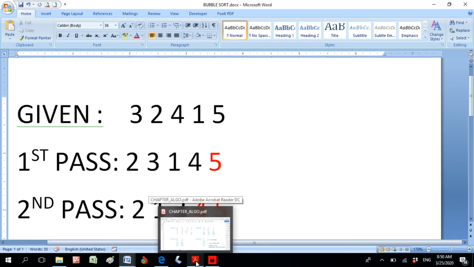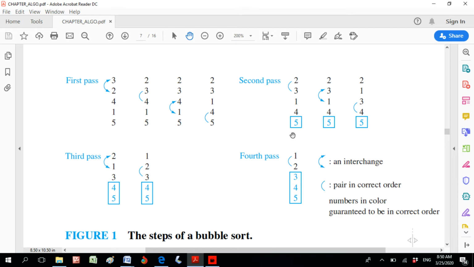Recursively, we're going to apply the algorithm again. We're going to be looking into the second pass. The second pass will, of course, use the output of the first pass. So 2, 3, 1, 4, 5 is here. We're now going to apply the algorithm recursively. So 2 will be compared to 3, no change at all. 3 will be compared to 1, there will be an interchange. 3 will be moved here. 3 will be compared to 4, and as you can see, there will be no change at all.